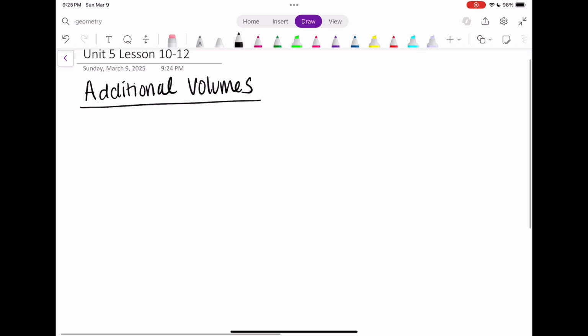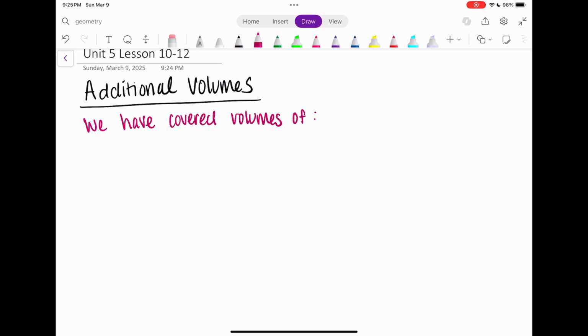Alrighty. So we've talked about other volumes in the past, right? We've talked about our cube. We've talked about a rectangular prism. And we've also talked about cylinders, right? So far we have 3 that we've talked about. So go ahead and write these down.